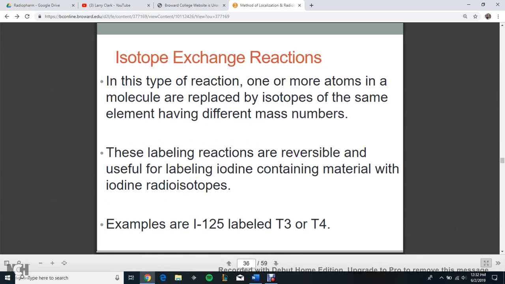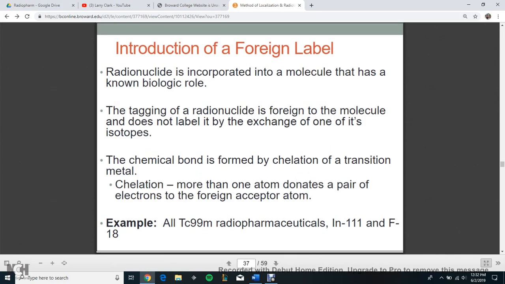Isotope exchange reactions. In this type of reaction, one or more atoms in a molecule are replaced by isotopes of the same element having different mass numbers. These labeling reactions are reversible and useful for labeling iodine-containing material with iodine radioisotopes. Examples are iodine-125 labeled T3 or T4.